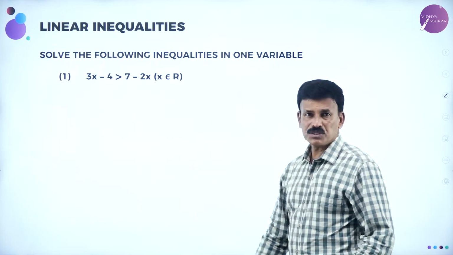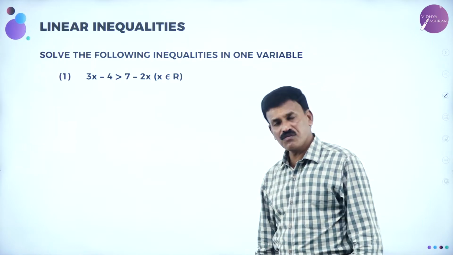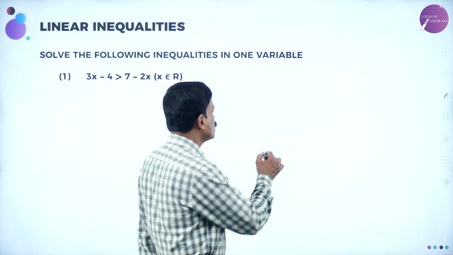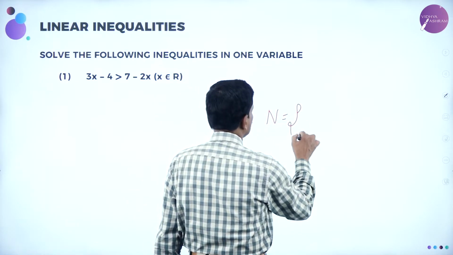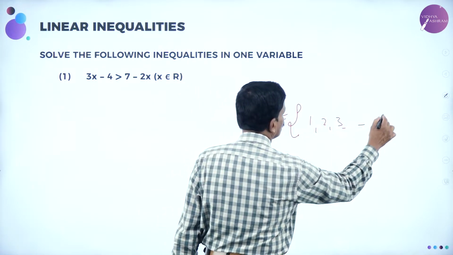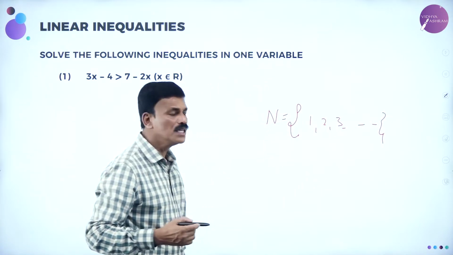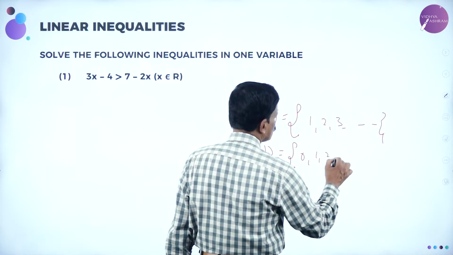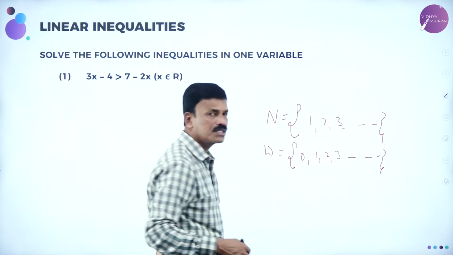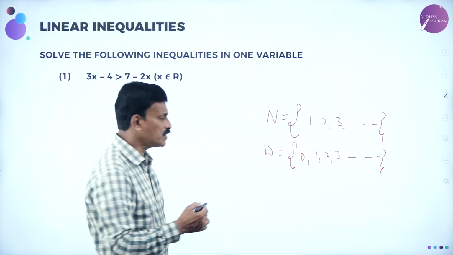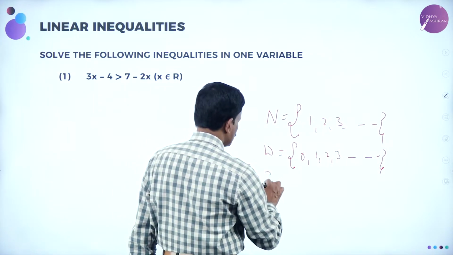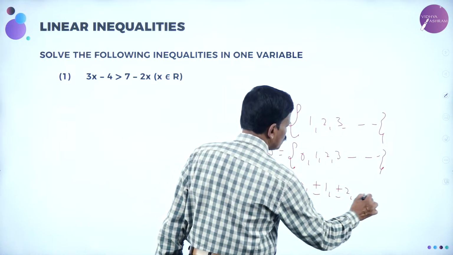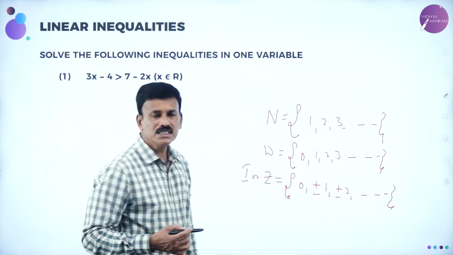Now let us come to the first problem. Before going to the first problem, you might have studied in a previous class that the set of natural numbers is denoted as N. N is the set of all counting numbers. The set of whole numbers is denoted as W, and it contains 0 as well as all natural numbers. The set of integers is denoted as I or Z, which contains 0, plus or minus 1, plus or minus 2, etc.